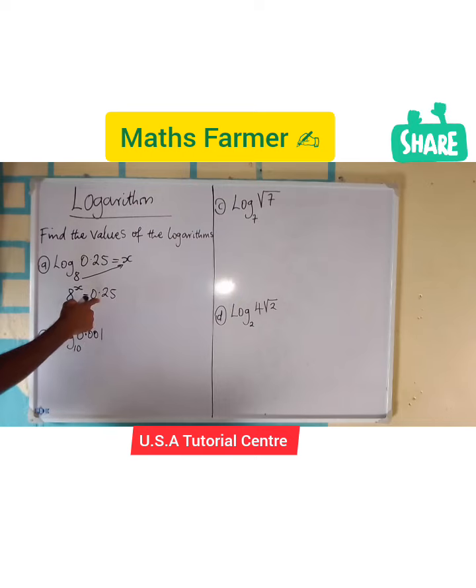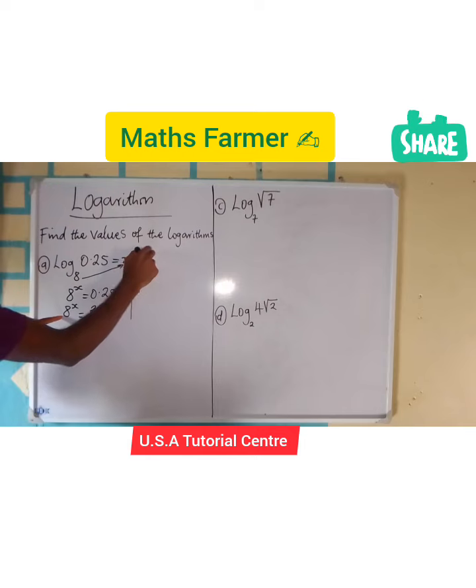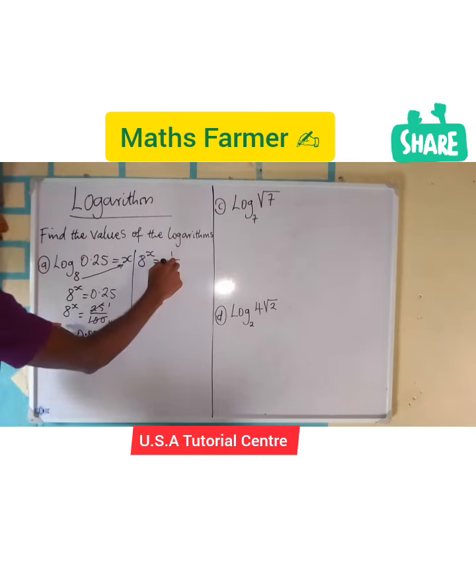Now, this is in decimal form. We have to convert it. We want to know the fractional equivalent of 0.25. So we convert it. What we are going to have is 25 all over 1 followed by how many zeros? How many numbers after the decimal point? 2 numbers. So we face 2 zeros, 25 over 100. Now 25 can divide itself to give us 1, and 100 divided by 25 will give us 4. So what we have remaining here is 8 raised to the power of x is equal to 1 over 4.